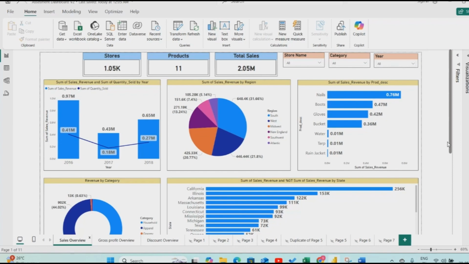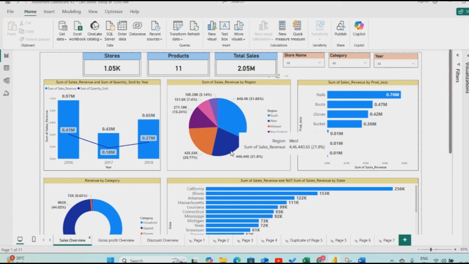Now this dashboard provides insights into the sales, or you can say revenue and quantity, for the 3 year period. As we can clearly see here, 2016 generated the maximum revenue, around $1 million, and the quantity sold was also on the higher side, around 0.4 million. Then we have the second graph, which provides insights into the revenue by region. As we can clearly see here, South and West contribute around 52% of the revenue.